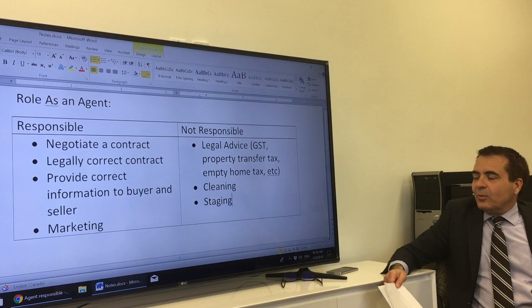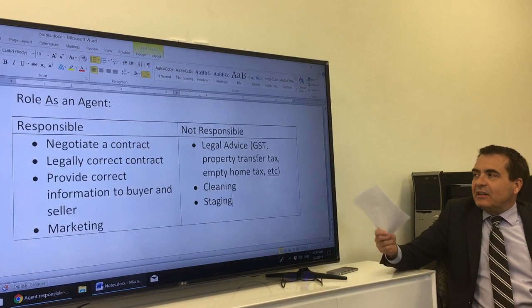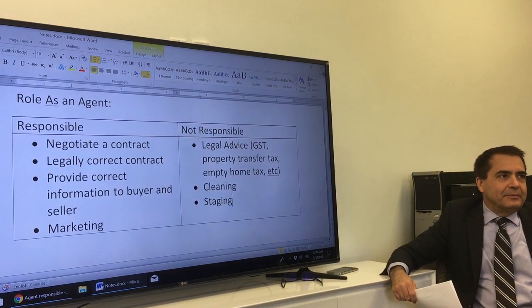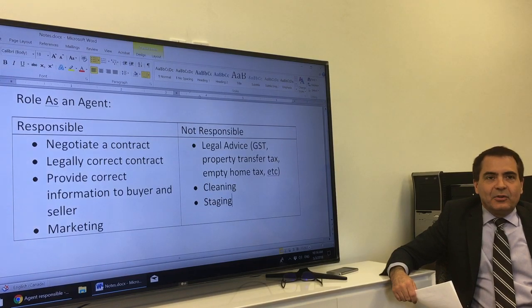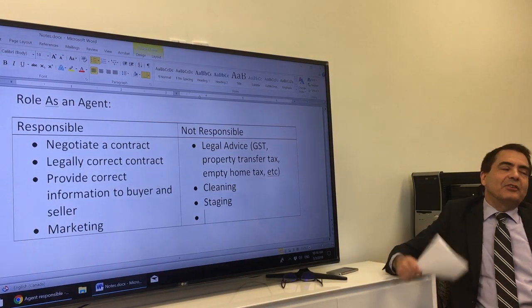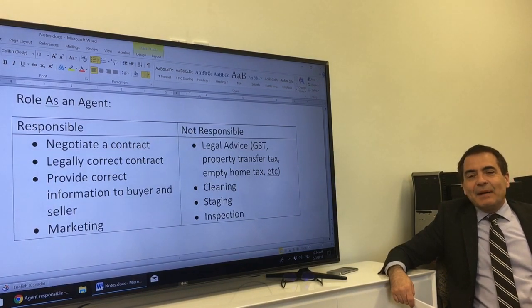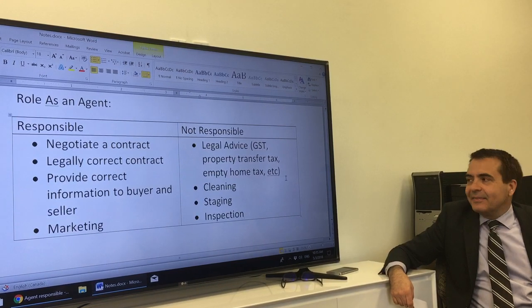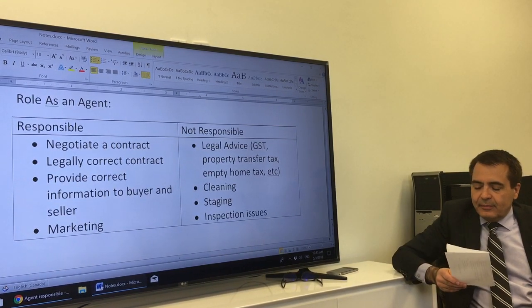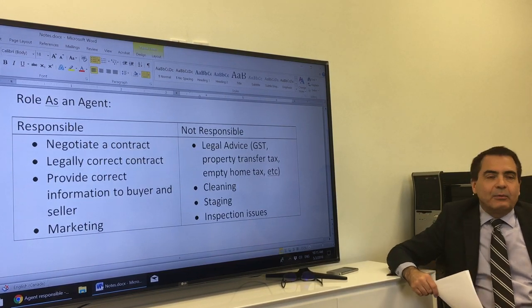So what's something else besides cleaning, staging, and legal advice that you're not responsible for? Inspecting. Doing an inspection, right? The roof looks good to me. The foundation looks good to me. How about this one: you can put a suite in the basement, no problem, right? So inspection issues. What else?